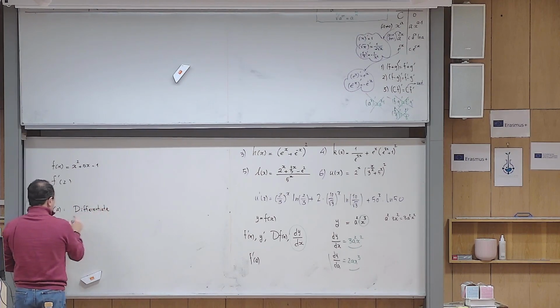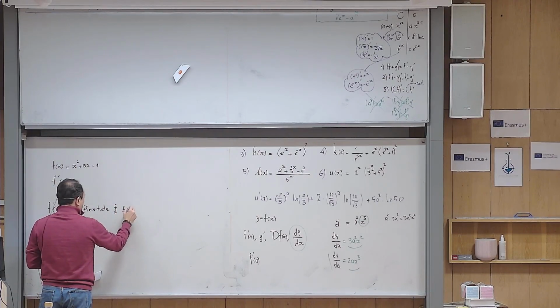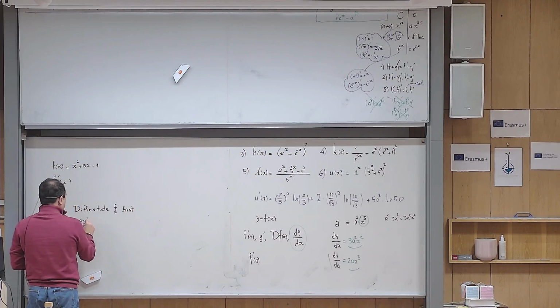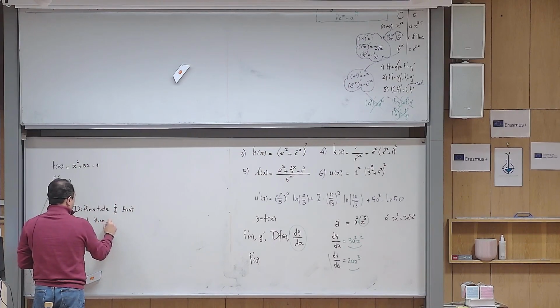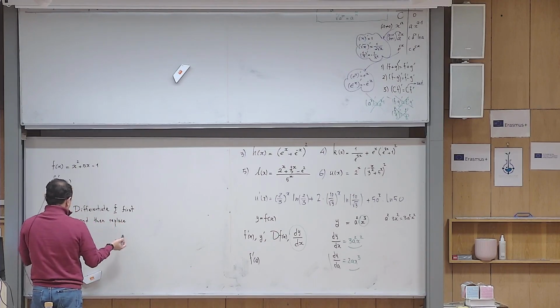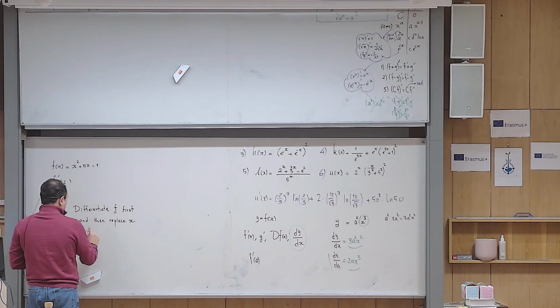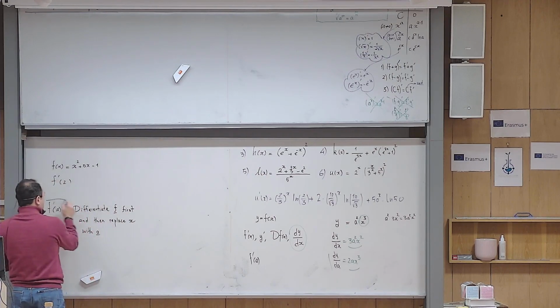If you think that you might confuse, write it down somewhere. So differentiate f first and then replace the variable, which is usually x, with A. Okay, so that's the meaning of this symbol.